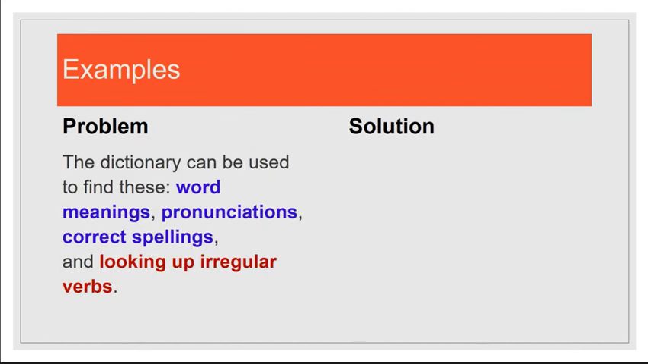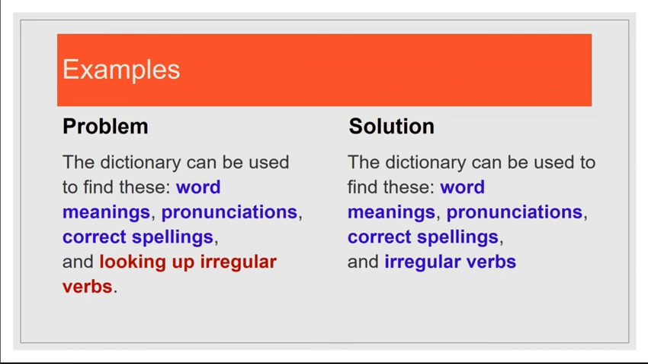One last one. The dictionary can be used to find these. So now we've got a list: word meanings, pronunciations, correct spellings, and looking up irregular verbs. Again, that last one is not like the others. The solution is to make things the same. The dictionary can be used to find these things: word meanings, pronunciations, correct spellings, and irregular verbs. Now it all makes perfect sense.